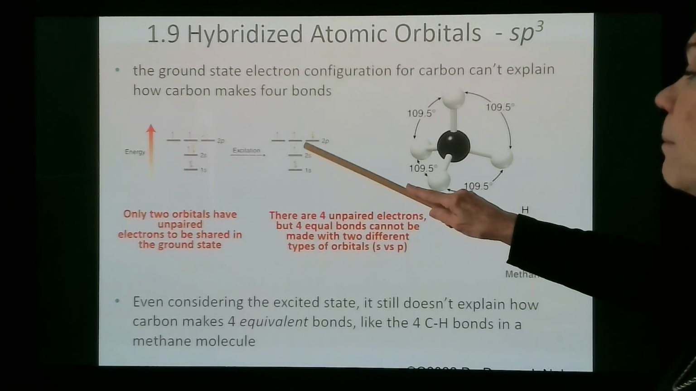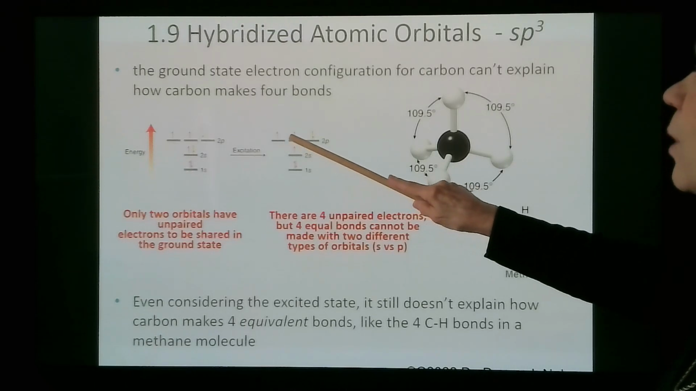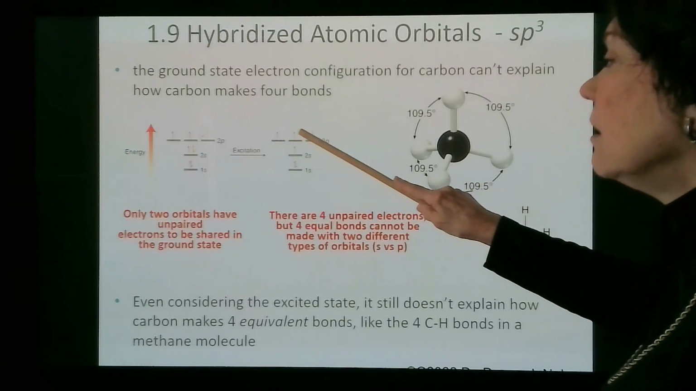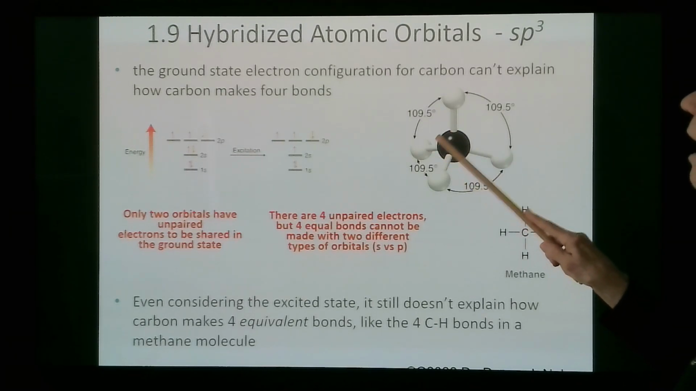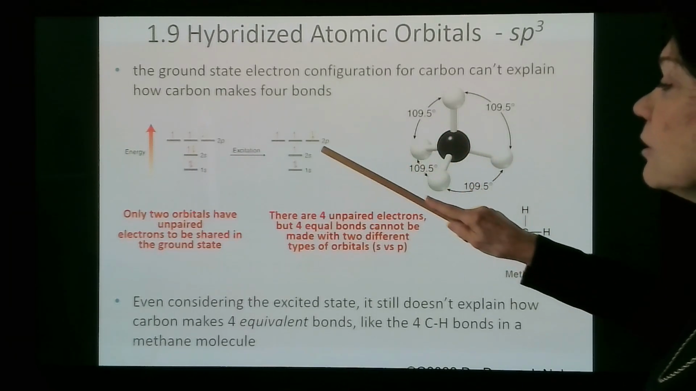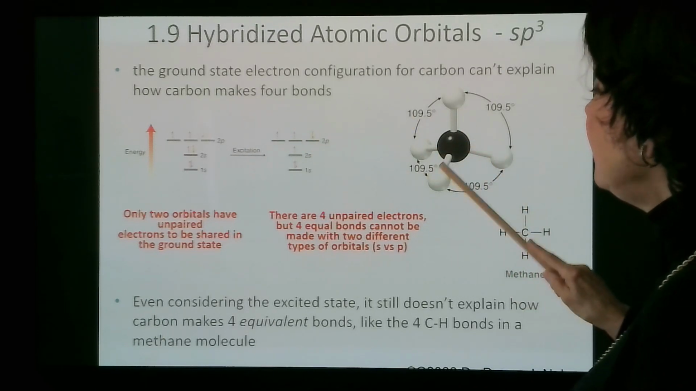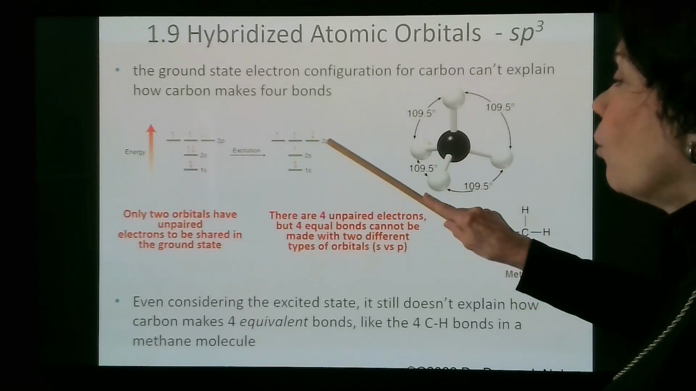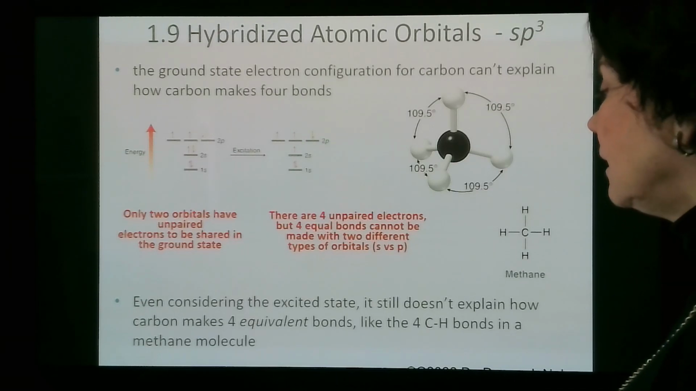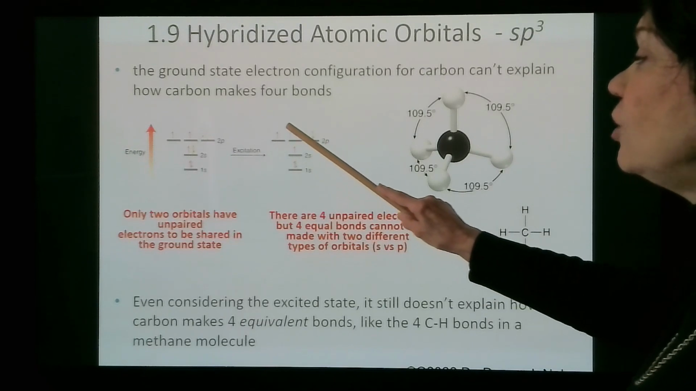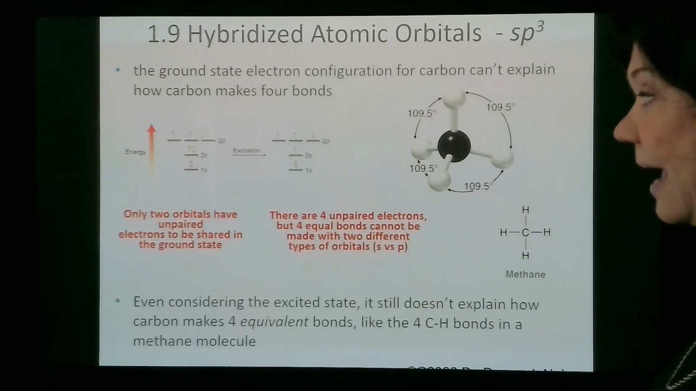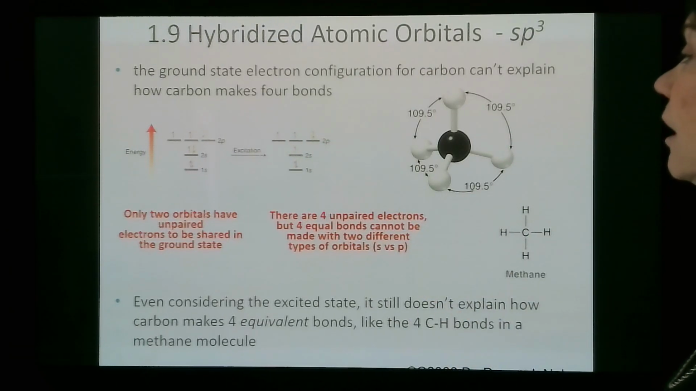And so even if one populates that up to a 2p orbital, this still does not explain the directionality of these 4 bonds, because while these 4 bonds are equivalent, these 4 electrons are not. And so a different operation needs to be taken in order to make these 4 electrons and these 4 orbitals equivalent.